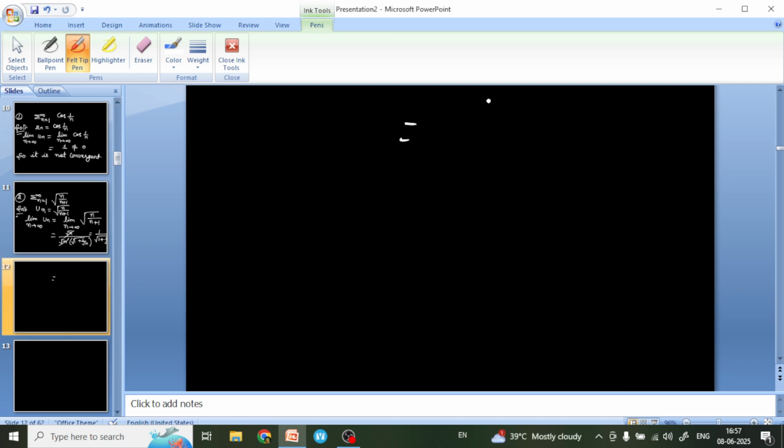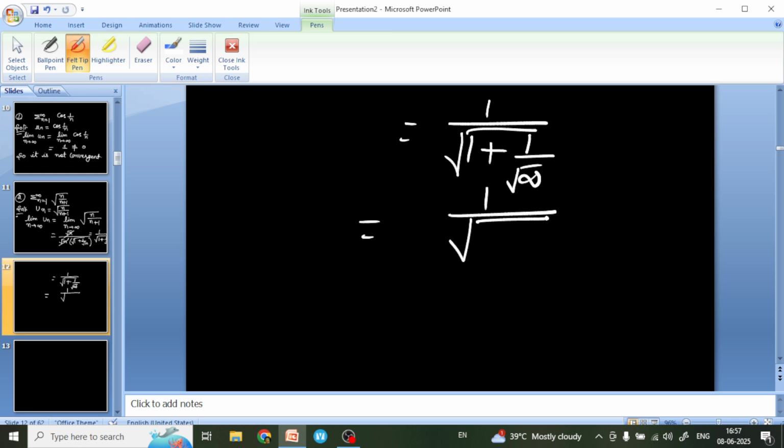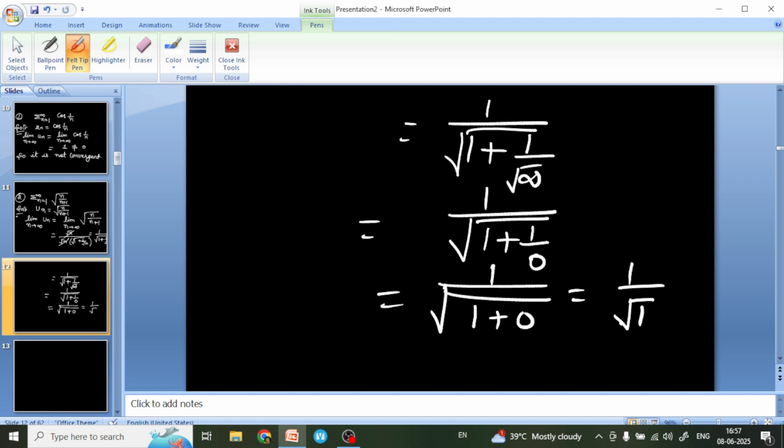Now when you put the value of n as infinity, you will find its answer: 1 over 1 plus 0, 1 over 1, that is not equal to 0, and so it is not convergent.